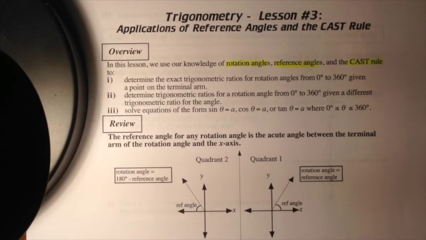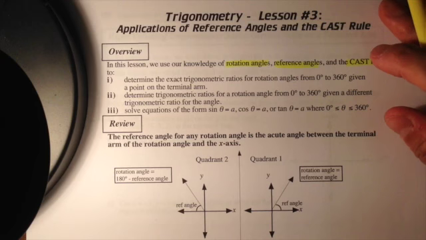We're going to use our knowledge of rotation angles, reference angles, and the CAST rule to determine the exact trig ratios for rotation angles from 0 degrees to 360 degrees given a point on the terminal arm. We're going to determine the trig ratios for a rotation angle from 0 to 360 degrees given a different trig ratio for the angle. And we're going to solve equations of the form sine theta is equal to a, cosine theta is equal to a, or tan theta is equal to a, where theta is greater than or equal to 0 degrees and less than or equal to 360 degrees.